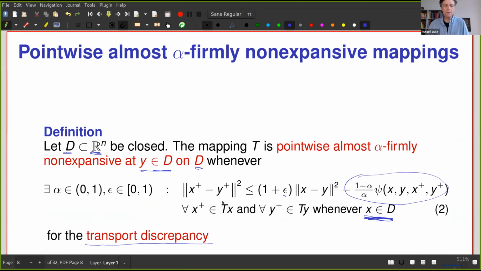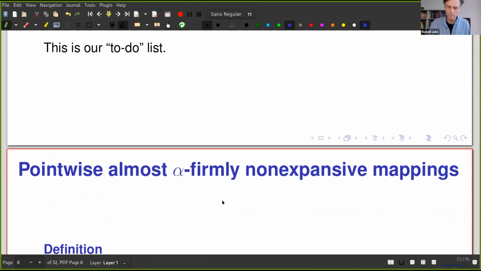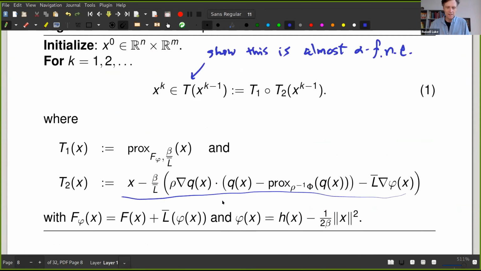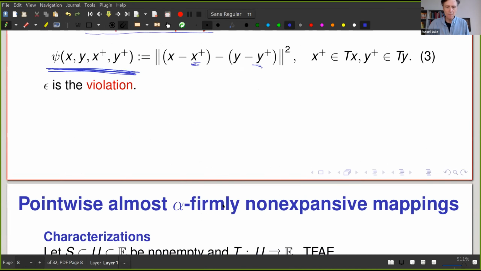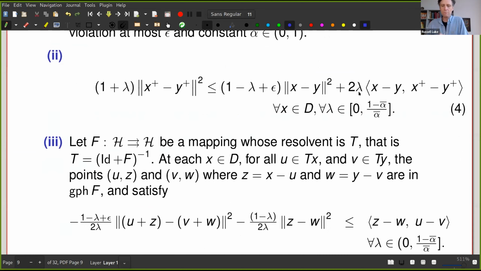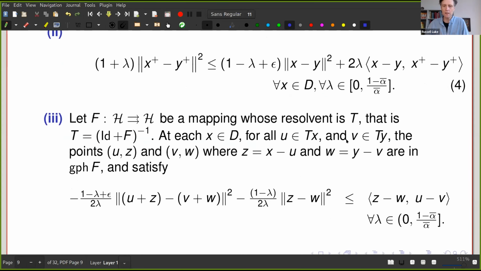So now, to verify alpha firm non-expansiveness, we need different characterizations of this. Because my operator T is very complicated, and it's built from prox operators and gradients and all of this. So I need to be able to put all that together in some fashion. Some useful characterizations of pointwise almost alpha firm non-expansiveness are the following. In a Hilbert space setting, you can pull apart the norm and write things in terms of an inner product, which is sometimes convenient. And if you look at this, it's the usual monotonicity type of formulation, which I'll come to in the third characterization.